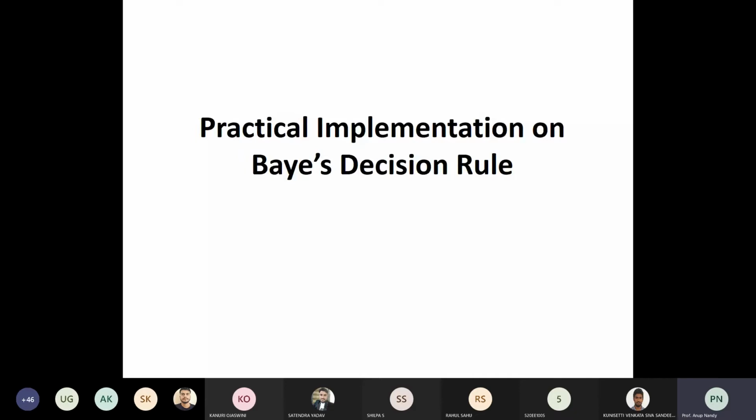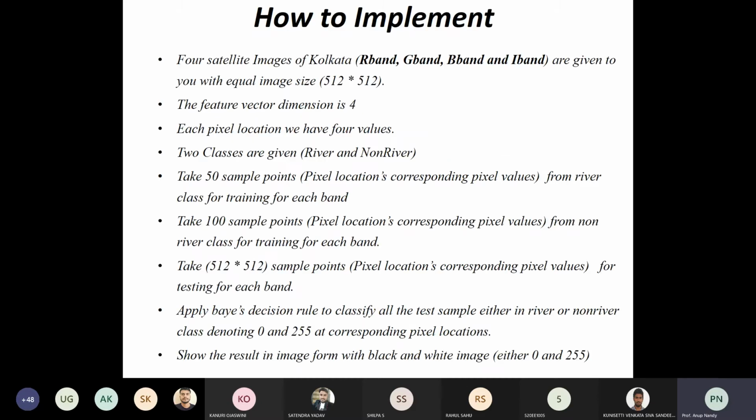So how could you implement the Bayes decision rule? What is the Bayes decision rule? Capital Pi times small pi is equal to capital Pj times small pj, where capital P denotes the prior probability, and small p denotes the density function, or you can say the class conditional probability density function. Now, you are given 4 satellite images of the city Kolkata.